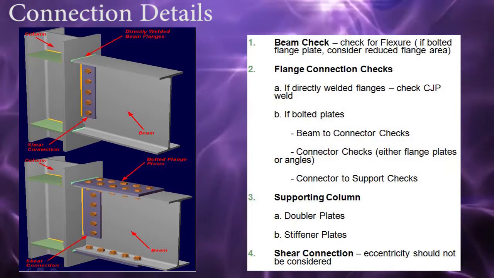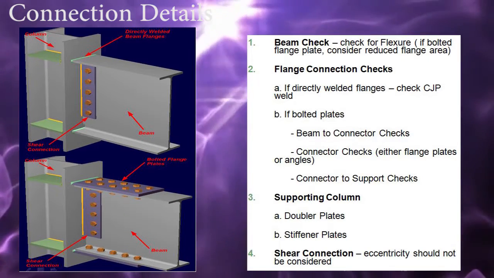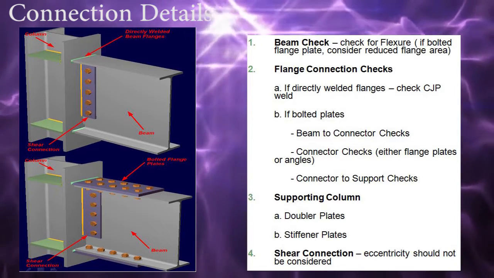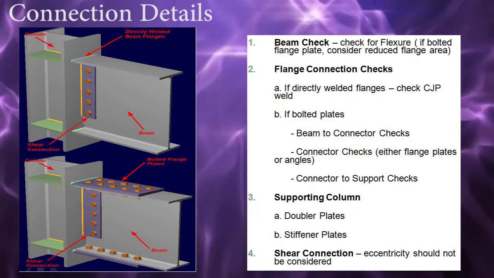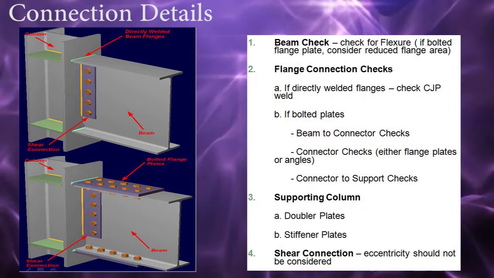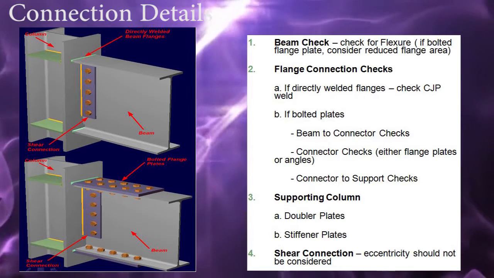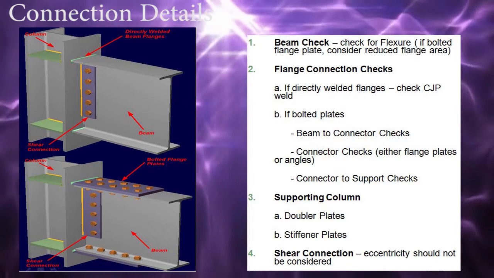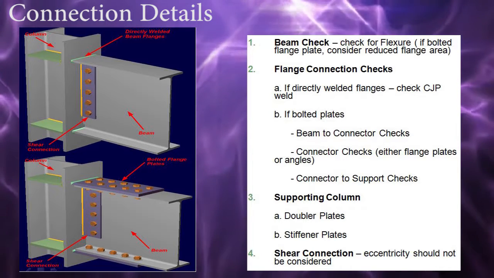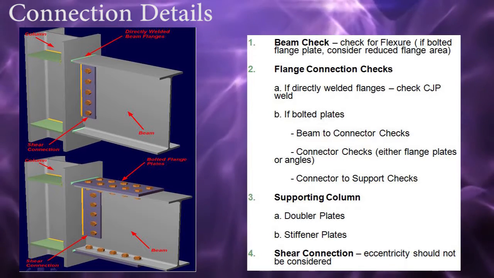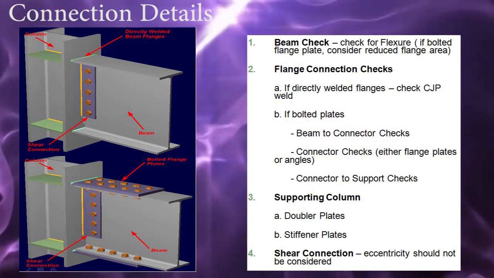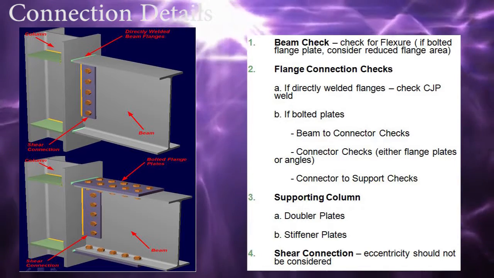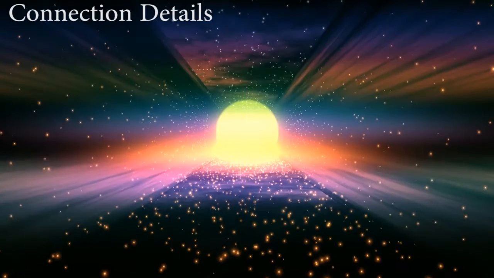Connection details. B. Moment connections. Beam check for flexure, if bolted flange plate, consider reduced flange area. Flange connection checks. A. If directly welded flanges, check CJP weld. B. If bolted plates, beam to connector checks. Connector checks, either flange plates or angles. Connector to support checks. Supporting column. A. Doubler plates. B. Stiffener plates. Shear connection, eccentricity should not be considered.